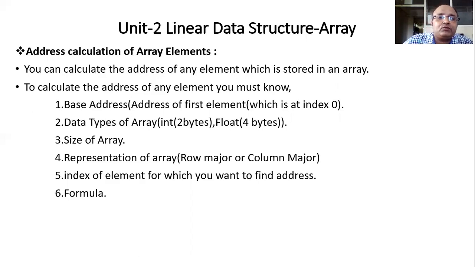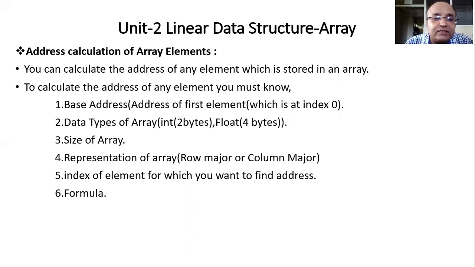So now suppose you have a two-dimensional array and you randomly choose an element, and you want to identify the address of this particular element. To calculate the address of any element, you must know some parameters. You are not able to do this task directly. First you need some basic information. So what kind of information do you need?